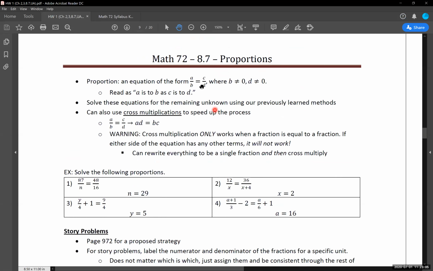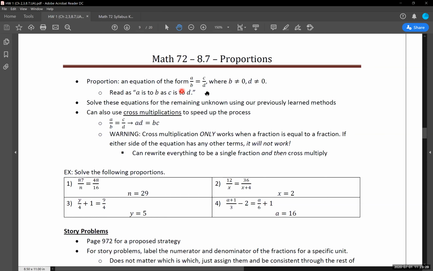So proportions: it's an equation of the form A over B is equal to C over D. And we are assuming in these instances that B is not equal to 0 and D is not equal to 0. Main reason for that, we cannot divide by 0 and get real answers. So we shouldn't have to worry about that with these types of problems as we're working through them.